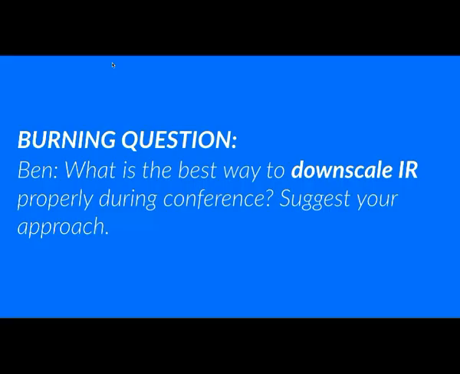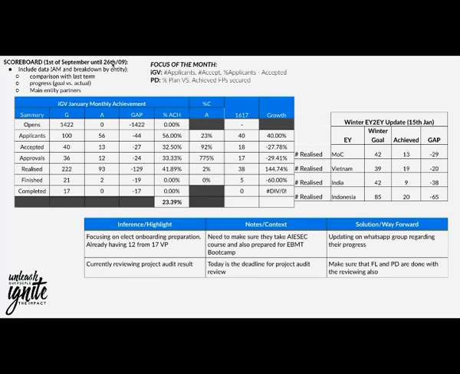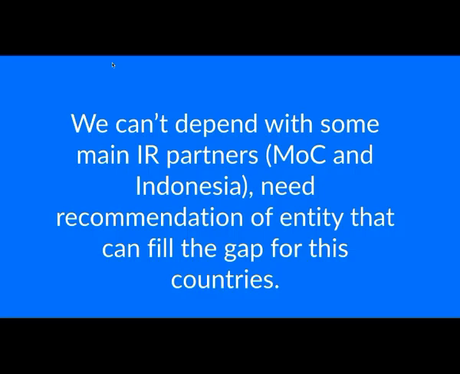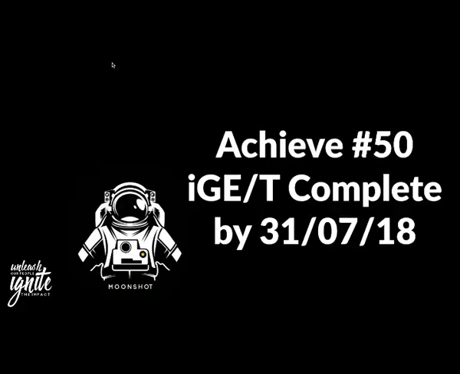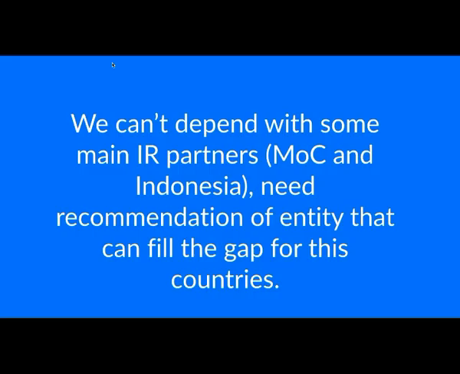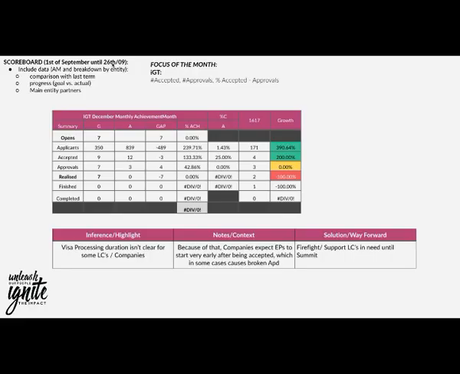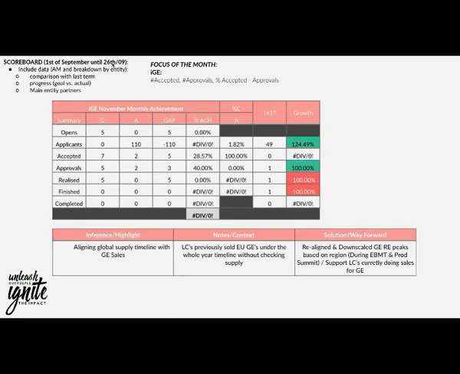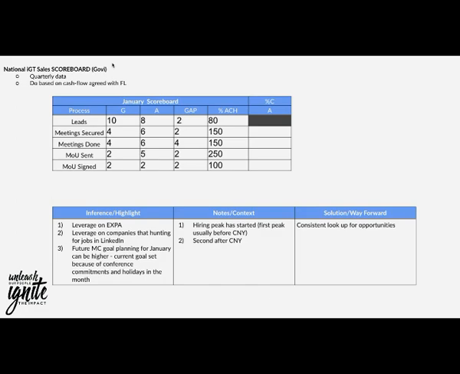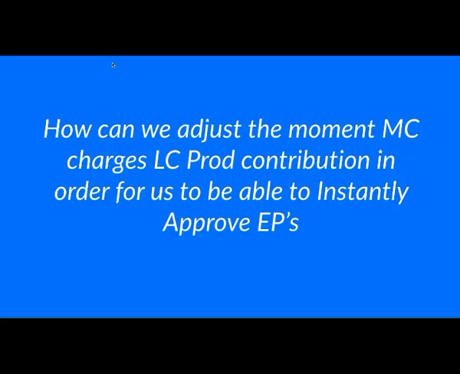Then we go with IGV, it's the same process. We have the operation update, then a burning question from Kiki, and then we ask questions as well. And then IGE, IGT, we update the progress of the product. IGE also has the sales part from national sales. And lastly, the burning question from Tavi.